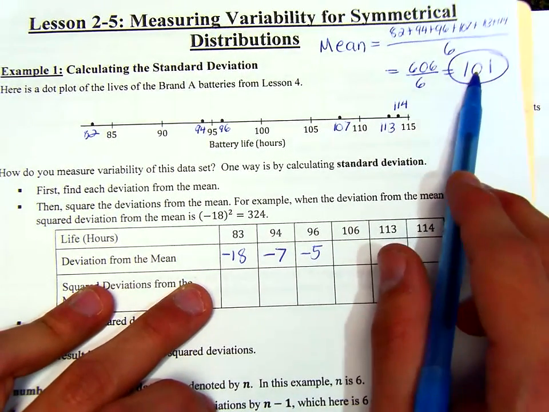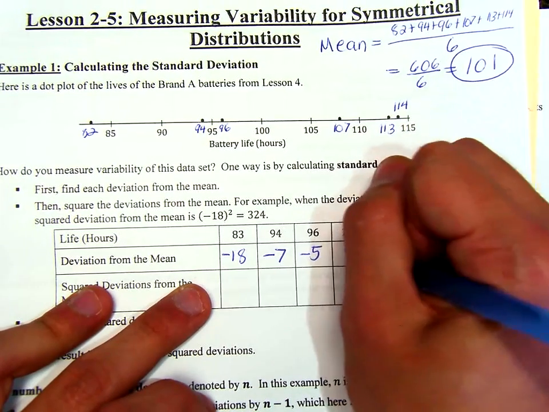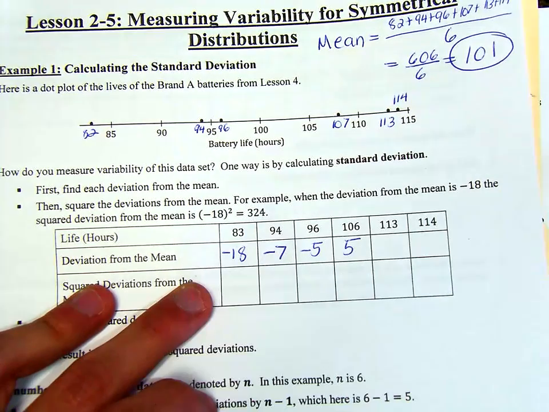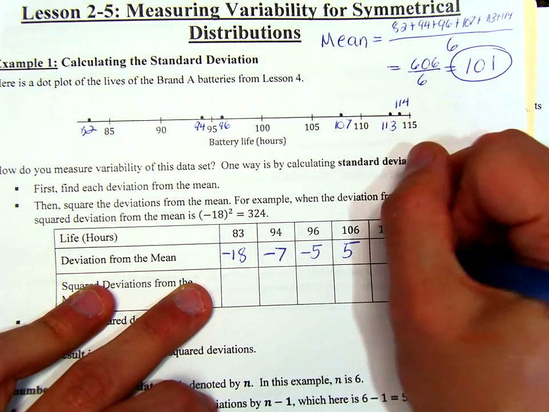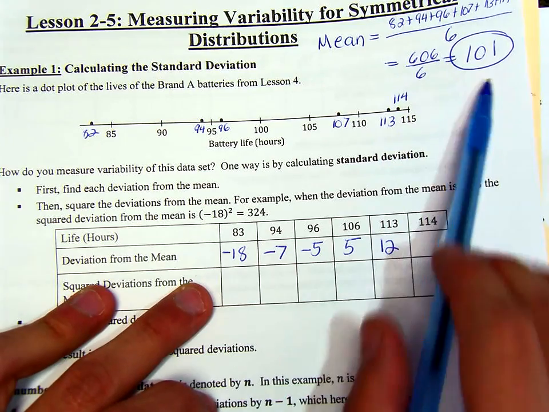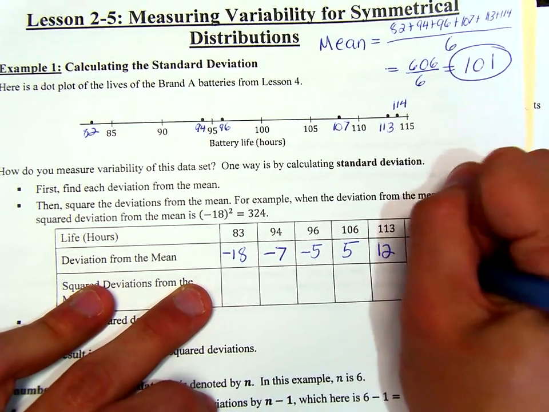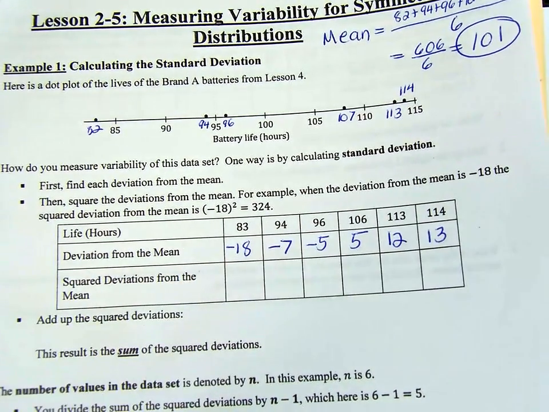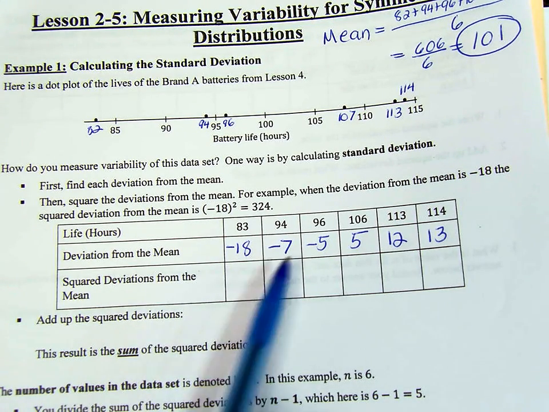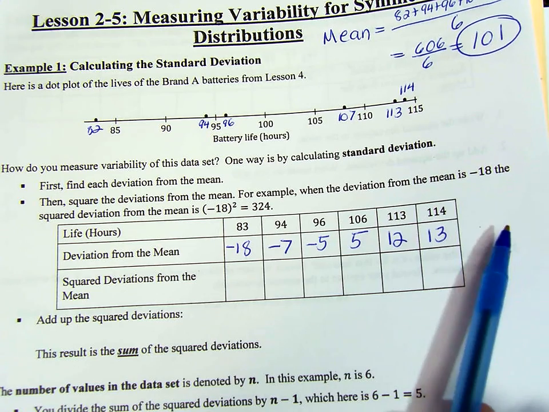And then for the next one, since it's 106 and it's greater than 101, we're going to do 106 minus 101, which would be a positive 5. 113 minus 101 would be a positive 12. Then 114 minus 101 would be positive 13. And now what we have to do is the square deviation from the mean.